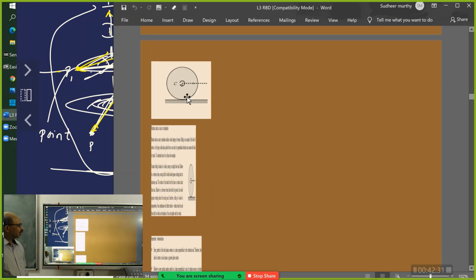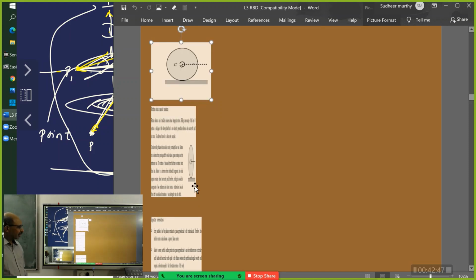Now this is precisely the combined motion I was showing you the other day. You can see that this whole body is translating, the velocity vector is like this, and it is also rotating. So it is a combination of both of them. That is precisely what I have to tell you.